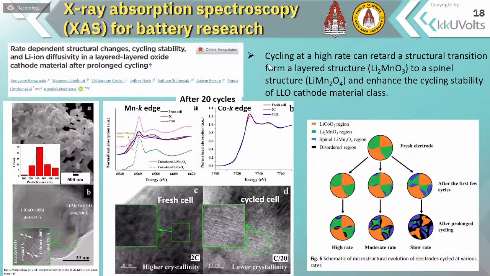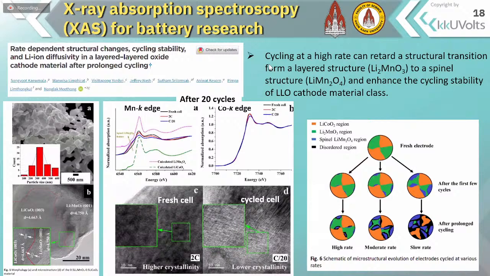And this work also investigates the impacts of current rates on the structural change and cycling stability of a layered cathode material during prolonged cycling. The TEM image illustrates that the cathode material is a composite material type because each particle consists of domains of lithium cobalt oxide and lithium manganese oxide phases.